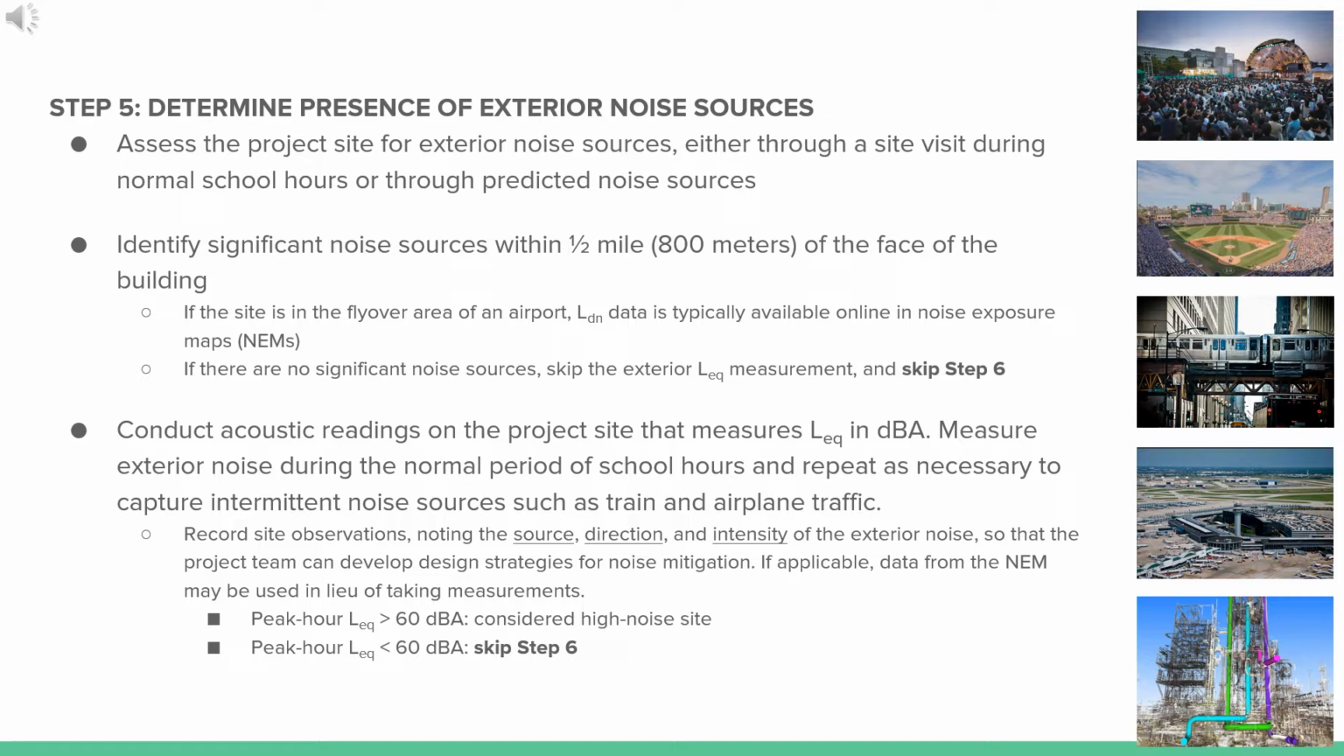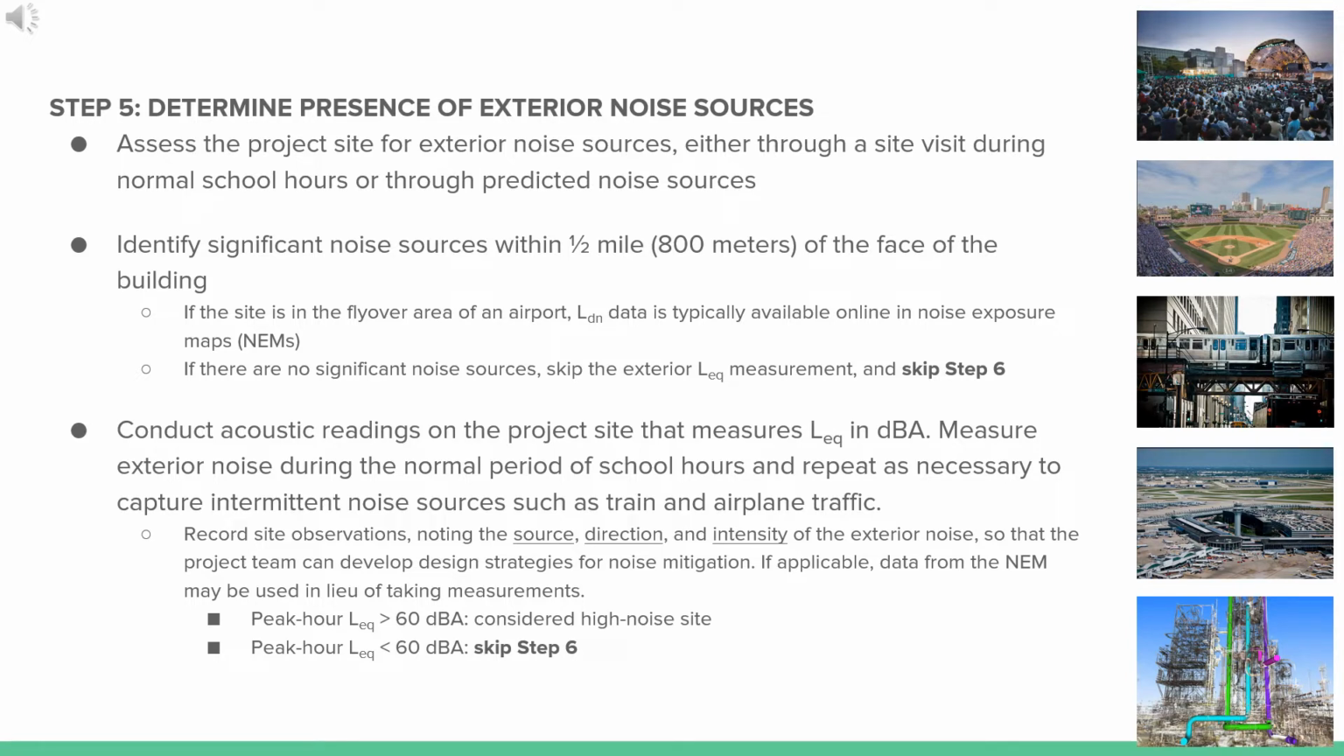Measure exterior noise during the normal period of school hours and repeat as necessary to capture intermittent noise sources such as train and airplane traffic. Record your site observations, noting the source, direction, and intensity of exterior noise, so that the project team may develop design strategies for noise mitigation. If applicable, data from the NEM may be used in lieu of taking measurements.